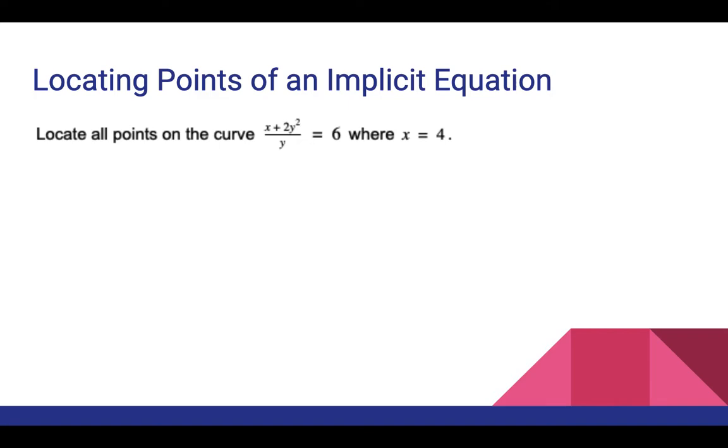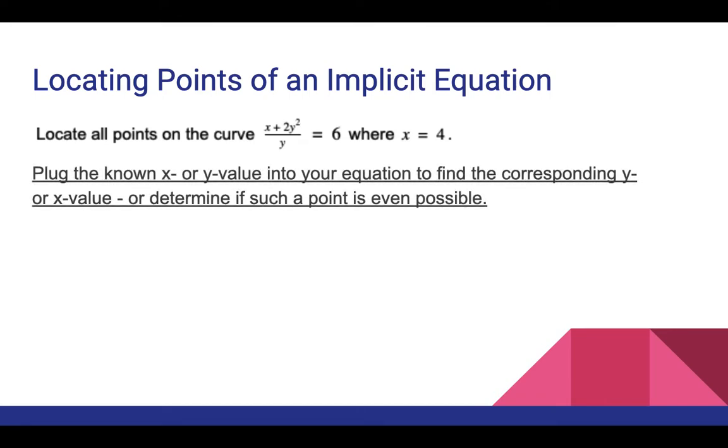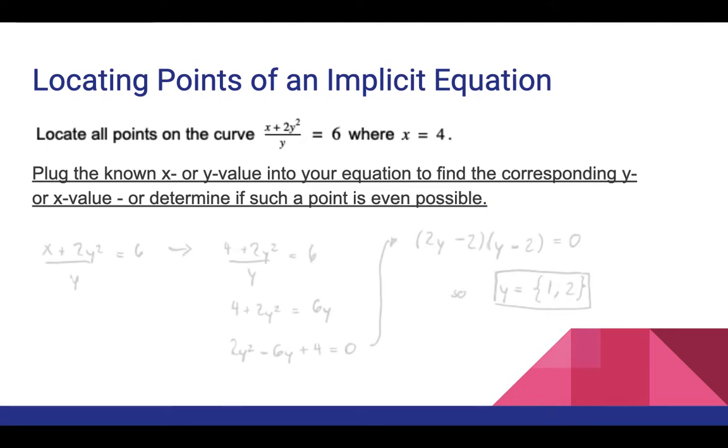The first thing that we're going to look at is how to locate points of an implicit equation provided a coordinate. For example, let's locate all points on the curve x squared plus 2y squared divided by y equals 6, where x equals 4. The main idea here is not too bad. We're going to plug the known x value or y value into our equation to find the corresponding y or x value, and determine if such a point is even possible, which is something that pops up quite frequently on the free response section, as we'll see in class tomorrow.